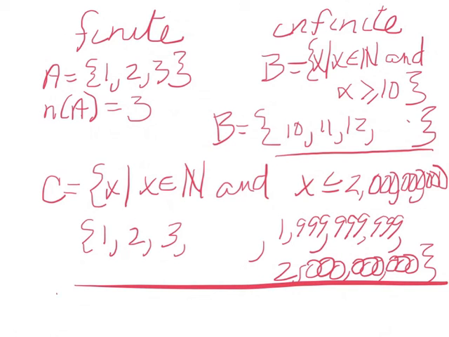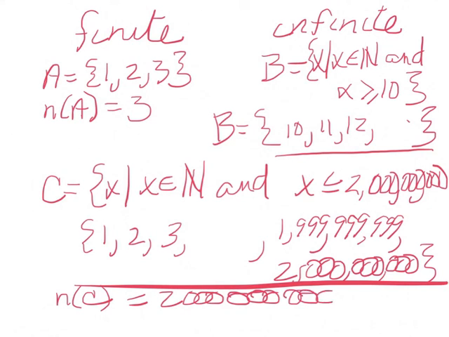The cardinal number, the number of elements in set C, is 2 billion, which is a finite natural number. So it doesn't matter how big this number is. If it's an actual number you could count to, given enough time, then that means it's a finite set. Okay? That's the end of these videos.